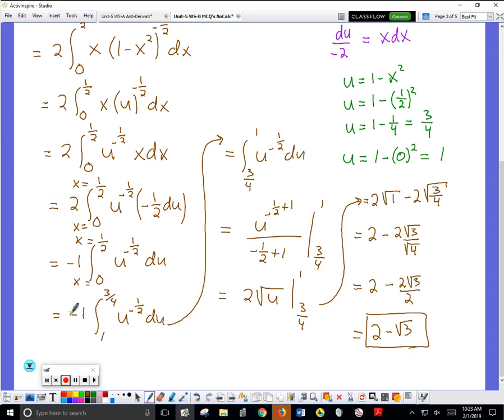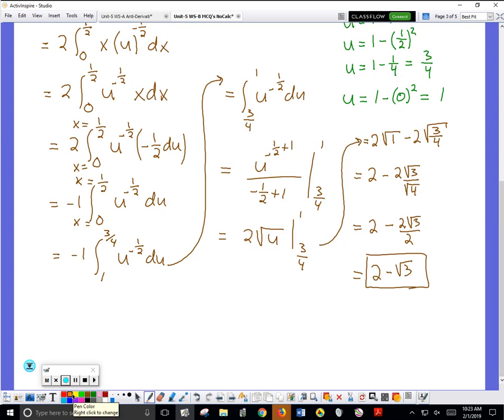I'm confused on the 2 square root of u, right here. So what I did there is I said, this is u to the 1, I'm just going to do it down here. So I got u to the 1/2 divided by 1/2. U to the 1/2 is the square root of u. When you divide by a fraction, it's the same thing as multiplying by the fraction's reciprocal. 2 root u.